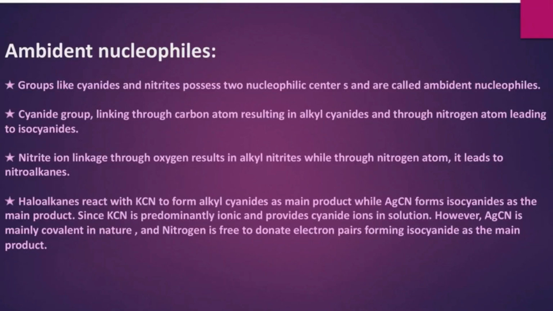Then another important one, ambident nucleophile. A nucleophile which has two nucleophilic centers. Examples are CN minus, NO2 minus, SCN minus, etc. Here the nucleophile can bond with the carbon of the alkyl group through different nucleophilic sites.